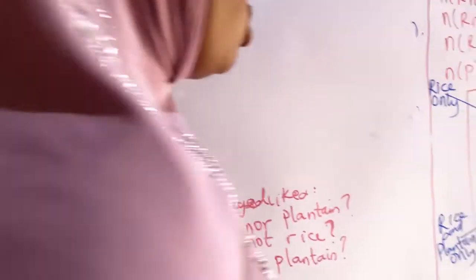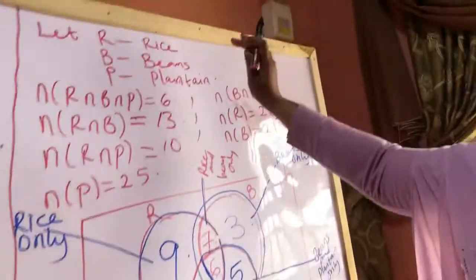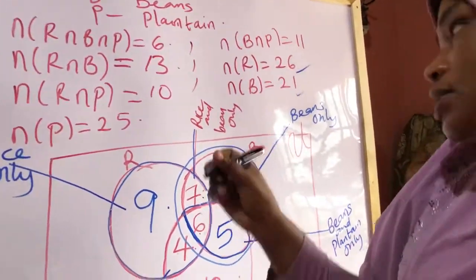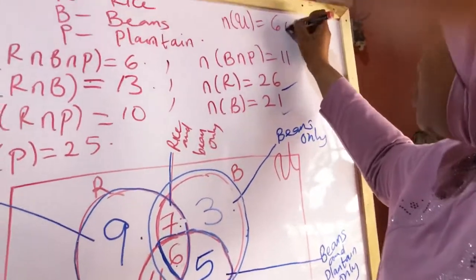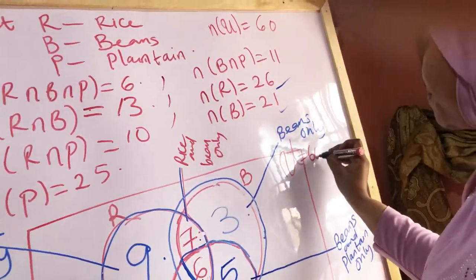And one thing that we forgot to write is the cardinality of the universal set. The cardinality of the universal set is 60.